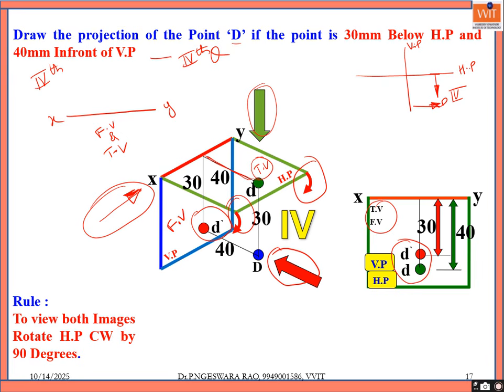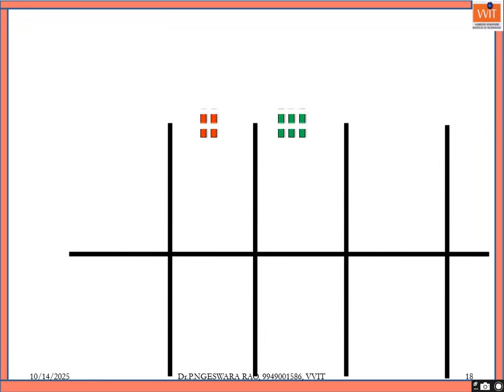Now we discussed, when the object is in the different quadrants, first of all, how to identify the quadrant, and next, how to draw the front view image as well as the top image based on the XY line, based on the different quadrants. So this is the conclusion.